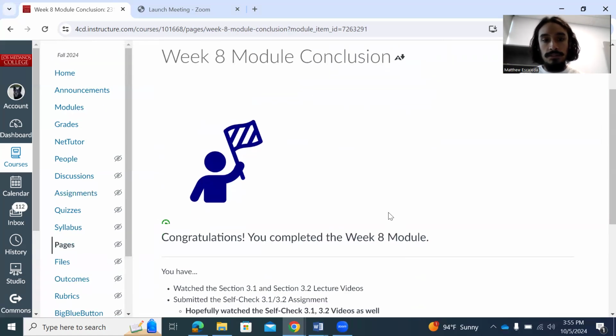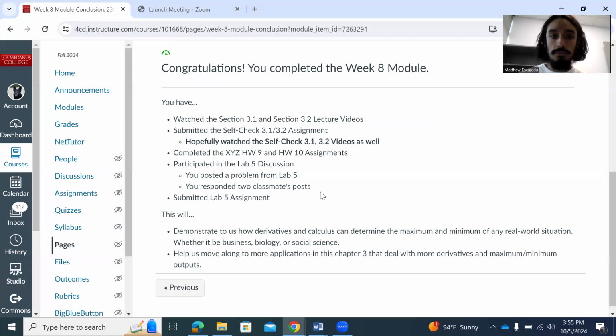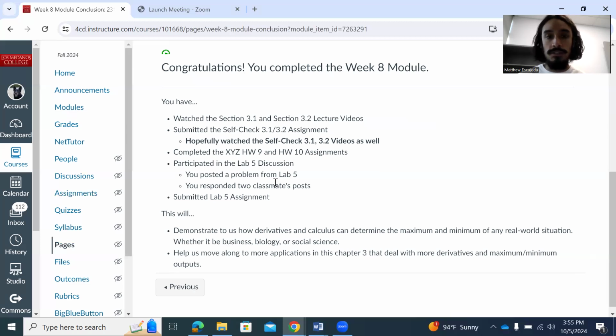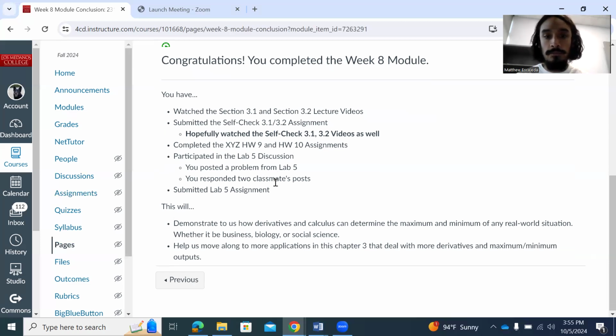Then after that, that's it for the module. You completed all the assignments: self-check, XYZ, discussion, lab. And then in the coming sections with chapter 3, we're going to be learning some more optimization skills and some more things like elasticity of demand and inventory costs and things like that. So derivatives help us calculate these things.